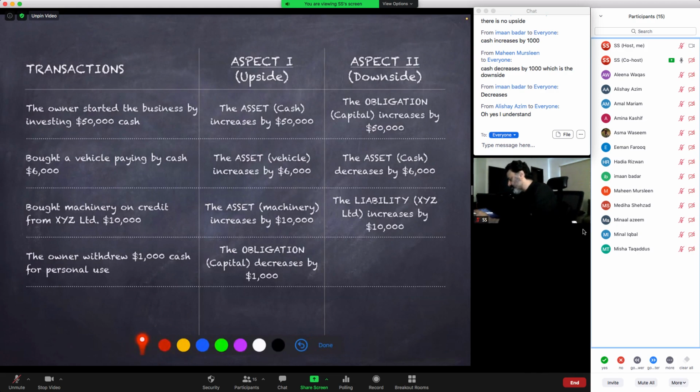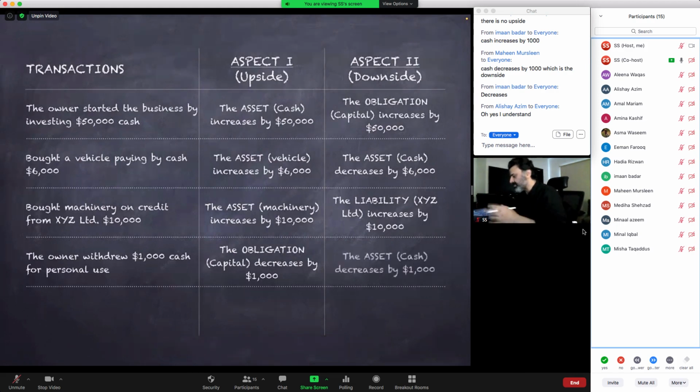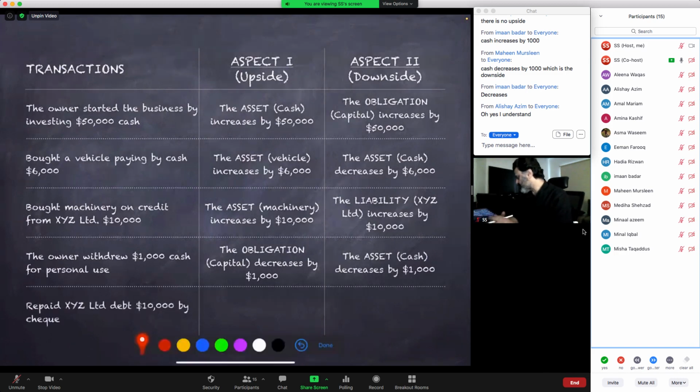Your owner withdrew $1,000 of cash, and the downside is that the asset called cash, you're losing it at the same time. So the upside is your obligation goes down, and the downside is your asset is also going down. Okay, understood? Good. Now the last example here before we move on to the problem solving.